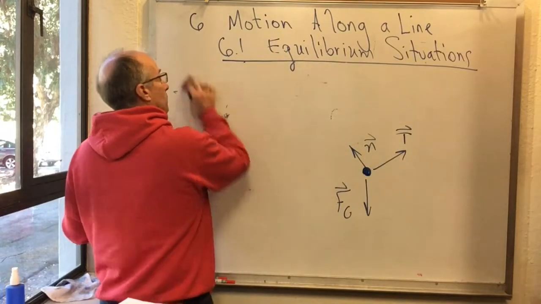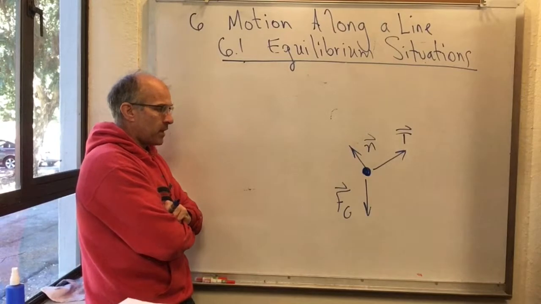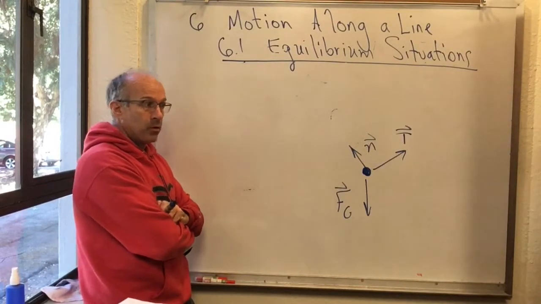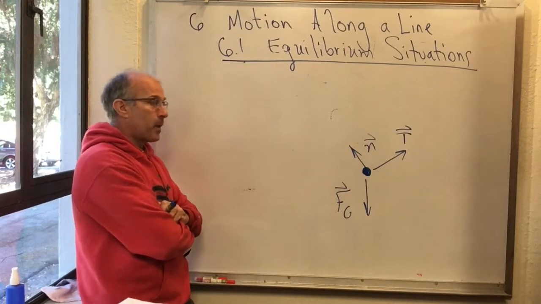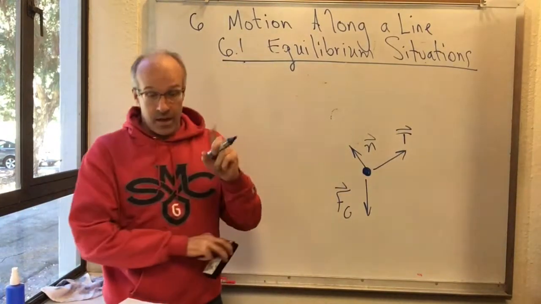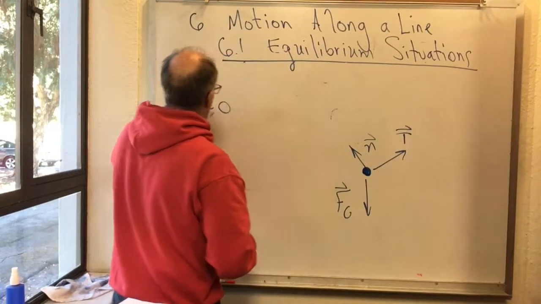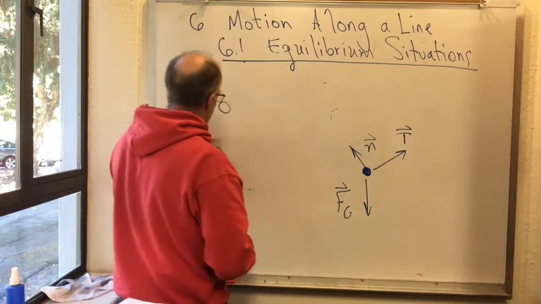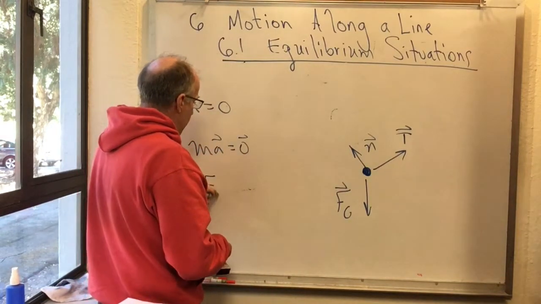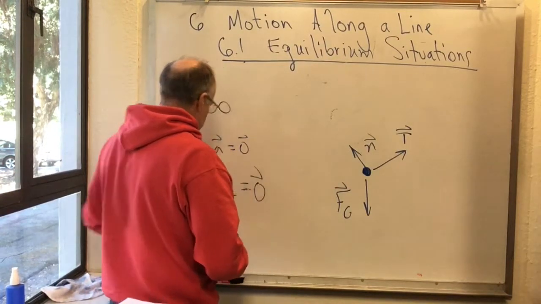Let's assume the car is not accelerating up the hillside, and it's not accelerating down the hillside. It might be moving steadily up the hillside or moving steadily down the hillside, or it might be stopped, but in any case, it is not accelerating. Then we have a equals 0, or ma equals 0, or F net, which is equal to ma, must be 0.